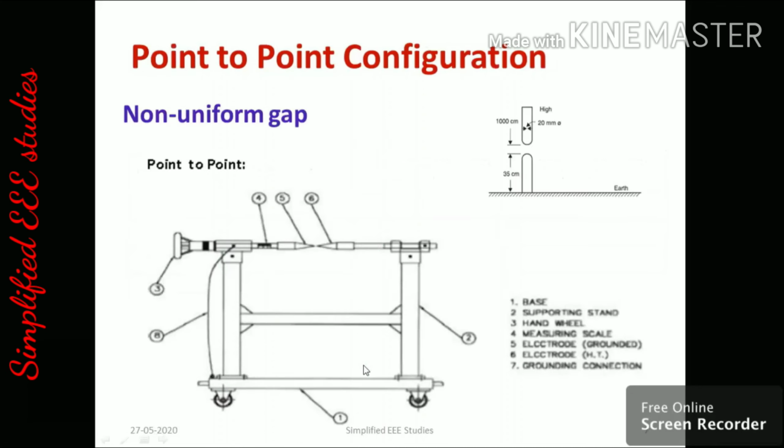Similarly, you can perform the point-to-point configuration. In point-to-point configuration, this is the HV electrode and this will be the LV electrode. Both the HV electrode and LV electrode have a point shape. That is why it is known as point-to-point configuration. This is basically a non-uniform gap. It is maintaining a non-uniform gap.